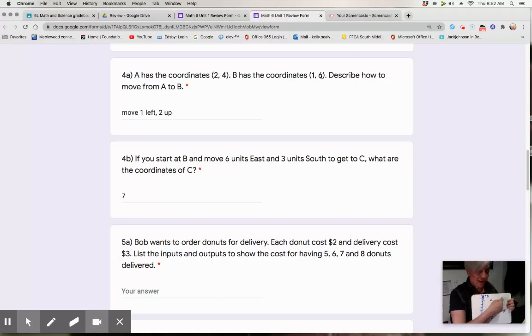And then it says 3 units south. You have to figure out whether south is up or down. It is down. So I am going from this point and I am going 3 down from there. It was at a y value of 6. 3 down from a y value of 6 would be a y value of 3. The new coordinates of this point C are 7 and 3.